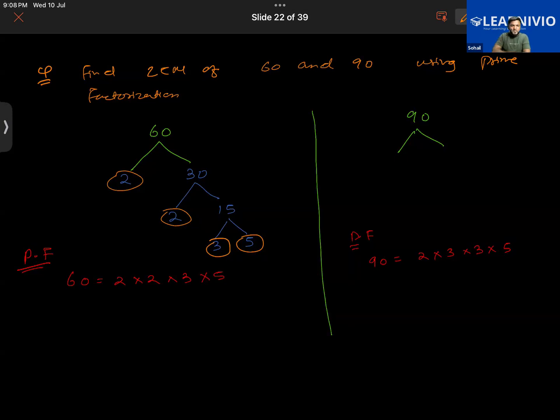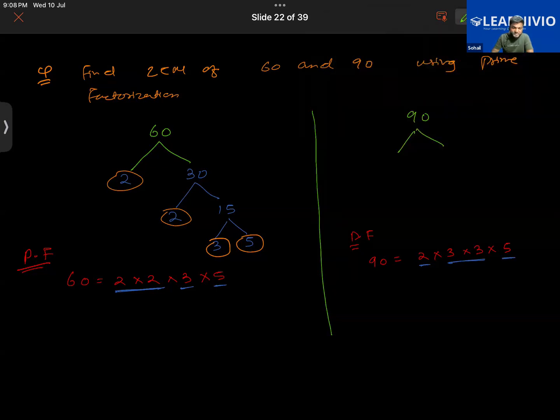Observe the number of times 2 is written here. 2 is written 2 times here, and only 1 time here. Observe the number of times 3 has been written. 3 is written just 1 time here, and here it is written 2 times. And 5 in both places has been written just once.